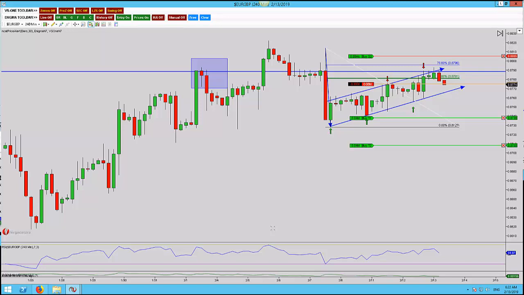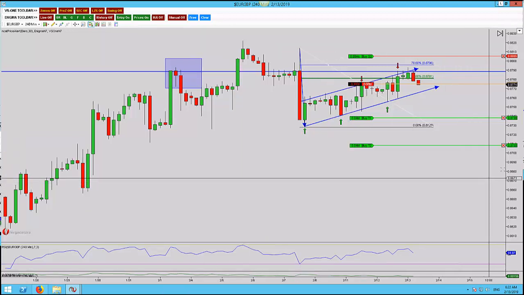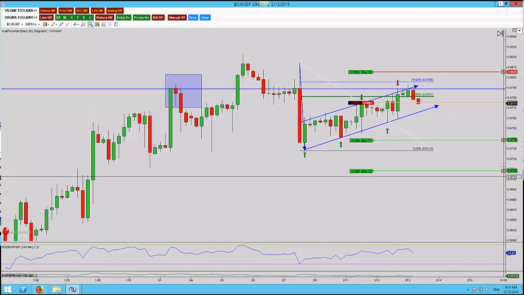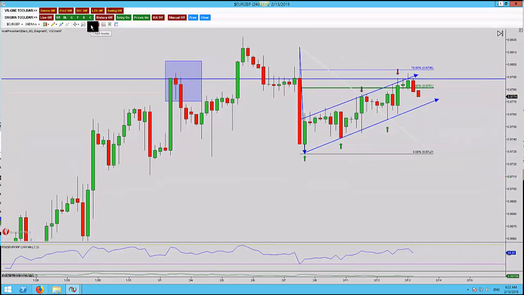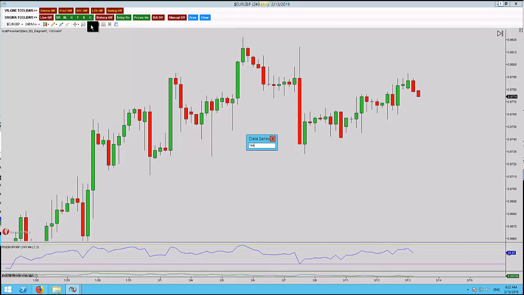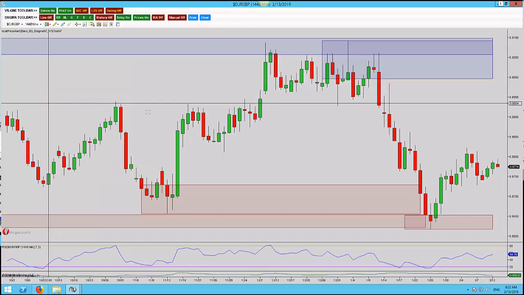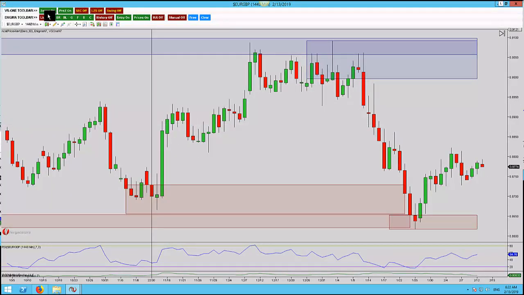This is the euro pound on the 240. This is a flag pattern. We do not have an initial structure low, but I am still playing for a secondary target here of that 127 fib. So what I'm just going to do is delete everything off. Been watching this trade for a few days now. So let's go over to the dailies.